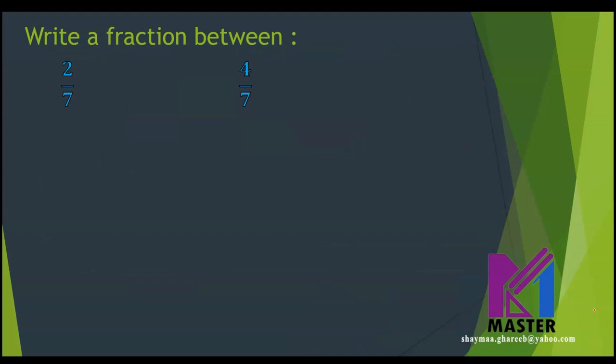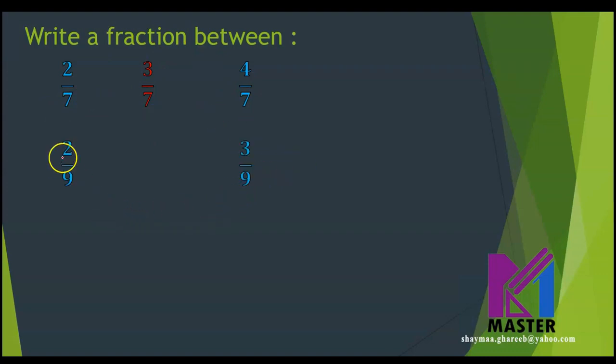Look at these two fractions. The first one is 2 over 7 or 2 sevenths. And the second one is 4 over 7. If I ask you to find a fraction, or to write a fraction between these two fractions, it's so clear that the fraction in between is 3 over 7 because 3 is between 2 and 4. So 2 sevenths, then 3 sevenths, then 4 sevenths. So 3 sevenths is in between these two fractions.